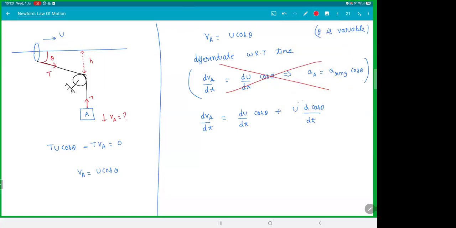So if I actually write the whole formula, this is how it looks. Acceleration of A will be acceleration of the ring, which in this case is not there, plus u into the differential of cos theta, which is minus sine theta d theta by dt. This is the acceleration of A for the relation. This is 0 since u is constant. So we have acceleration of A is minus u sine theta d theta by dt. So if you can find d theta by dt, my job is done.